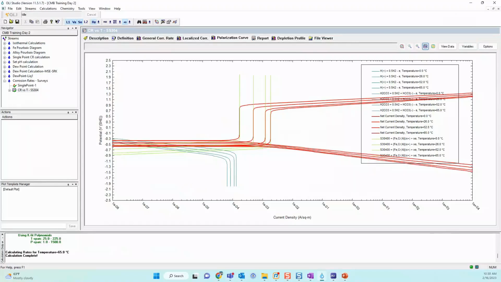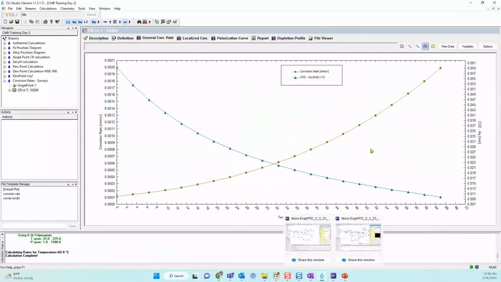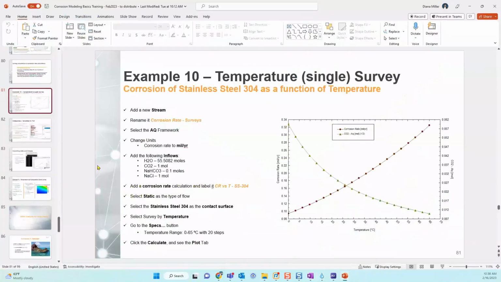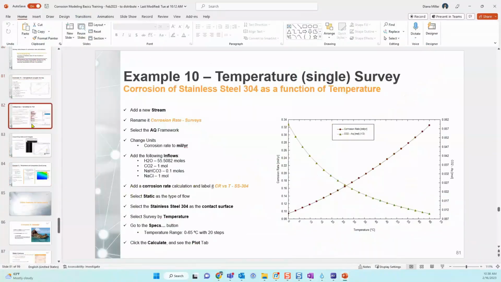Okay. Any questions about these surveys and how you can now visualize the results as a function of a single variable? Let me see one more thing here. Okay, so that's how you set up that temperature survey.